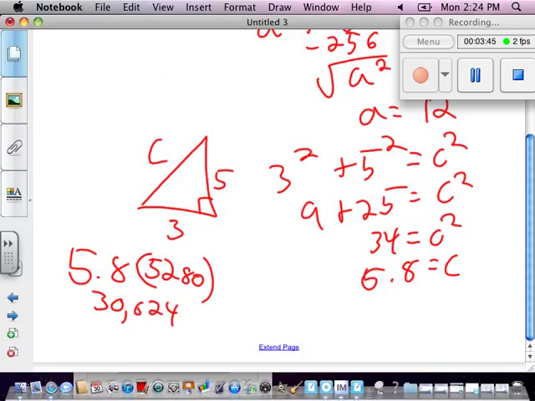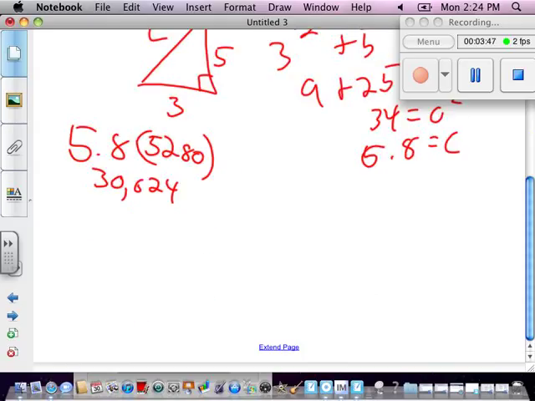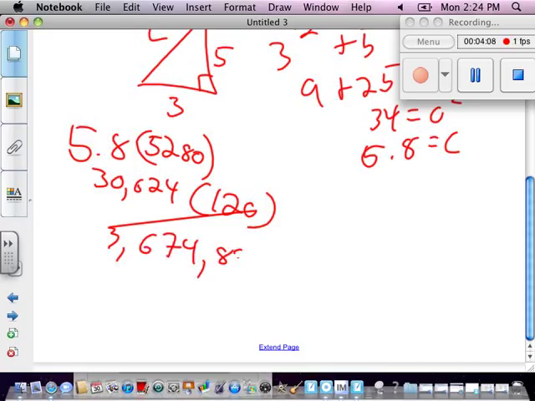Am I done now? I have to find the cost per foot. What do I do now? Times it by 120, because that's how much it costs per foot. So it's going to cost the city $3,674,880. That is our final. Depends how big the budget is.